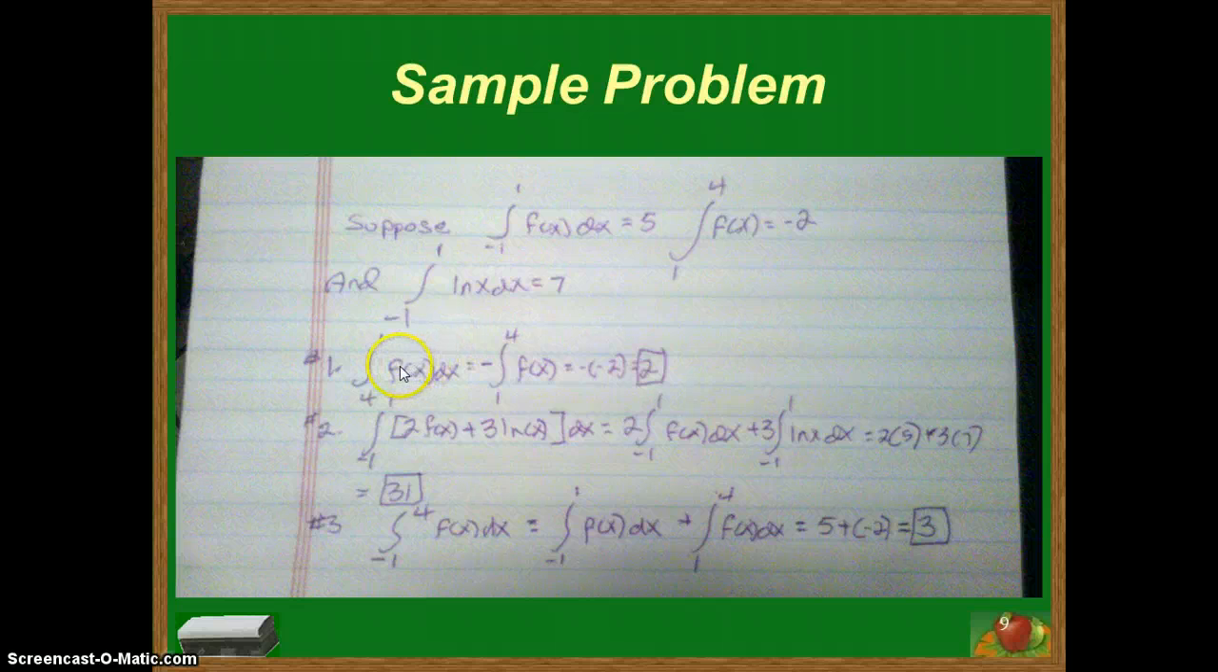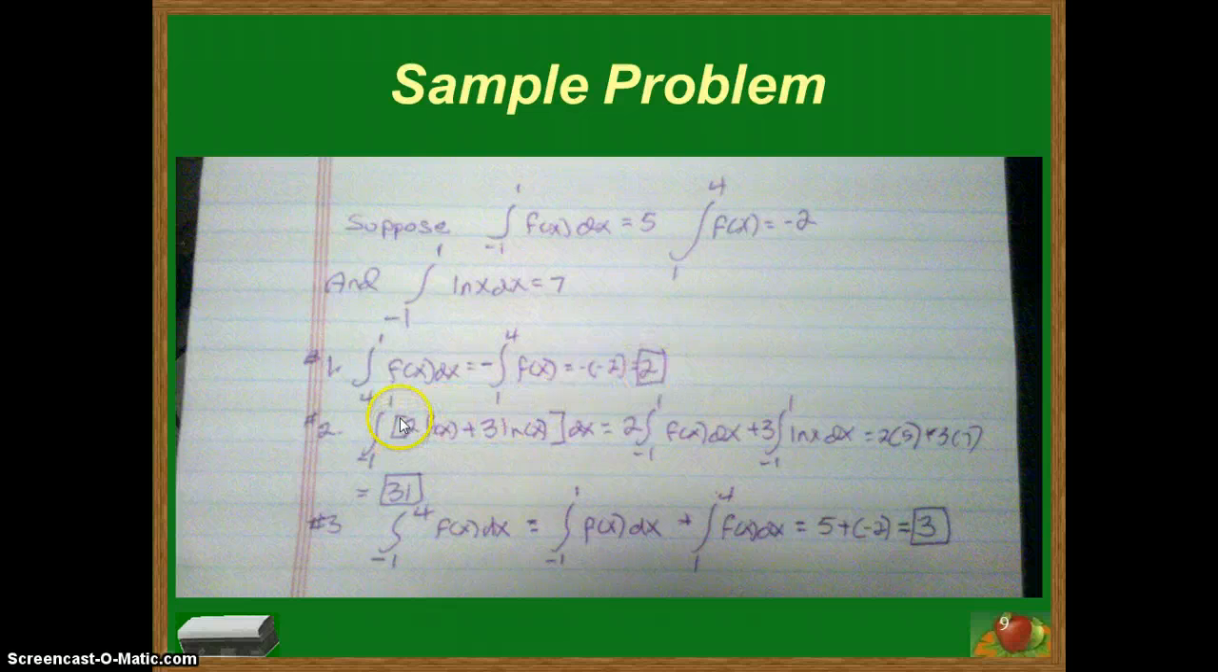First problem says I want to find the integral from 1 to 4. Notice that these limits are switched. So I can just take the negative of this, rewrite this as the negative of the integral from 4 to 1 of f of x, and I know what that integral is. It's -2, and the negative of that would give me a +2.